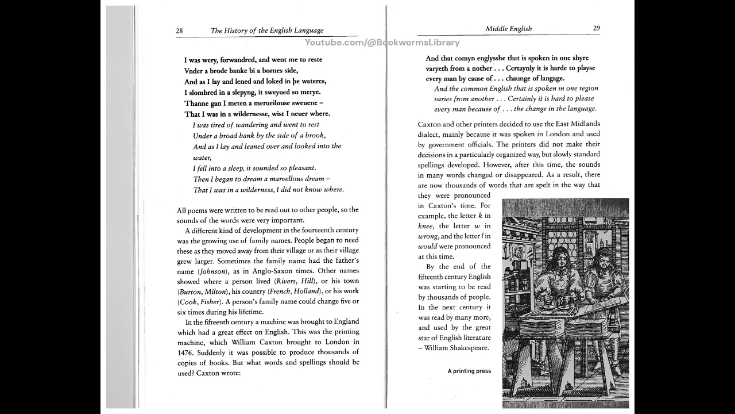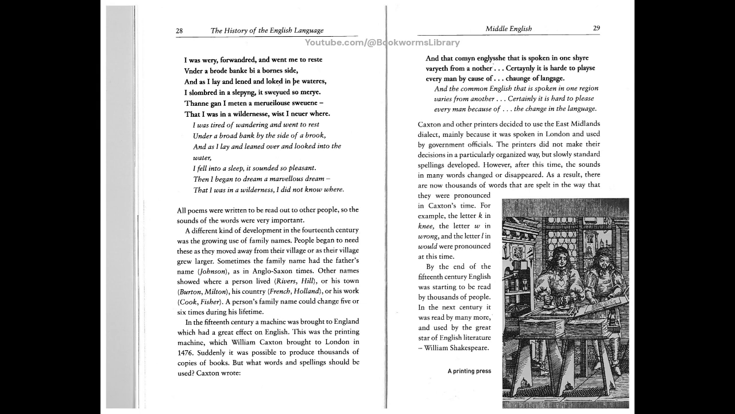A different kind of development in the 14th century was the growing use of family names. People began to need these as they moved away from their village or as their village grew larger. Sometimes the family name had the father's name, Johnson, as in Anglo-Saxon times. Other names showed where a person lived, Rivers, Hill, or his town, Burton, Milton, his country, French, Holland, or his work, Cook, Fisher. A person's family name could change 5 or 6 times during his lifetime.